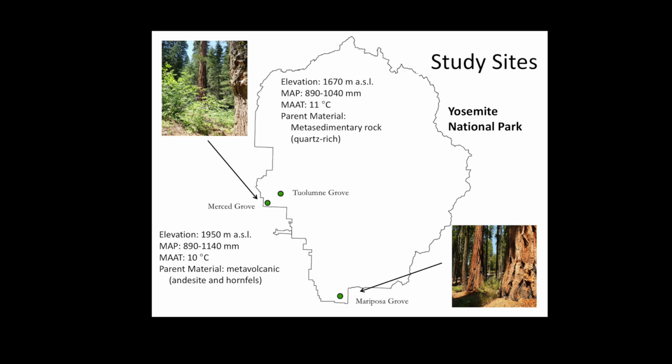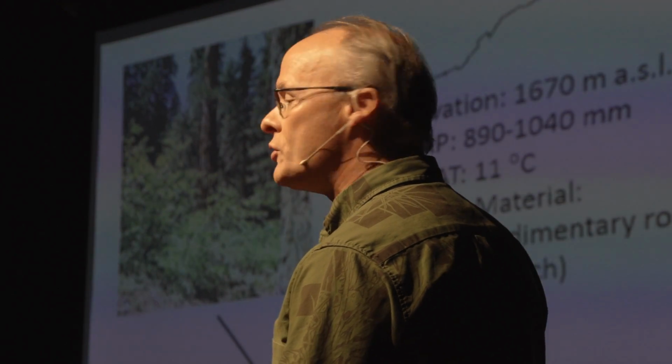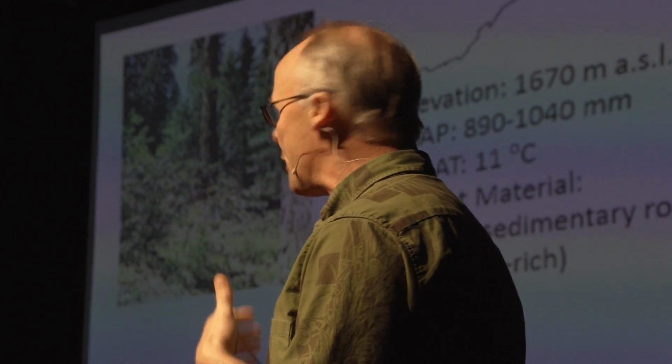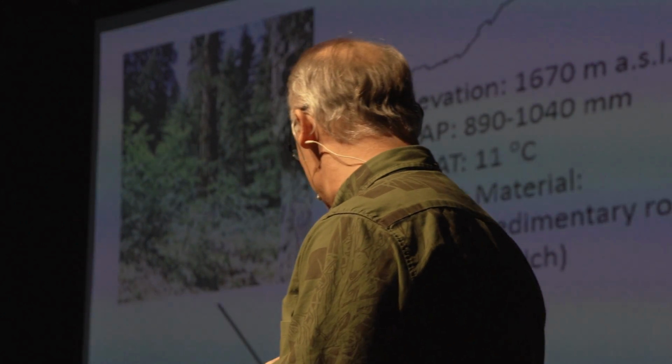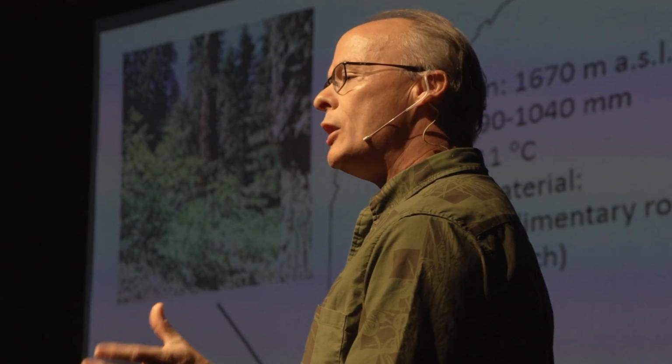So we conducted our study in 2 of the 3 groves that occur in Yosemite National Park. And both of these groves experience Mediterranean-type climate with warm, dry summers and cool, wet winters in the rain-snow transition zone of the Sierra. The Merced Grove is slightly lower elevation, so it's slightly warmer and a little bit drier. However, the Mariposa Grove to the south has a little bit more water, a little bit more rainfall, and is slightly cooler.